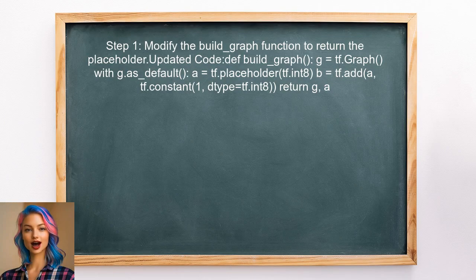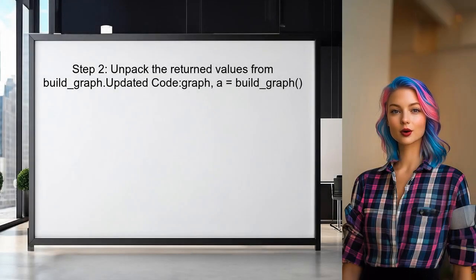To resolve the issue, the user should first ensure that the placeholder is accessible outside the function. This can be done by returning both the graph and the placeholder from the build graph function. Next, the user should unpack the returned values when calling the build graph function. This way, they can access the placeholder directly in the session.